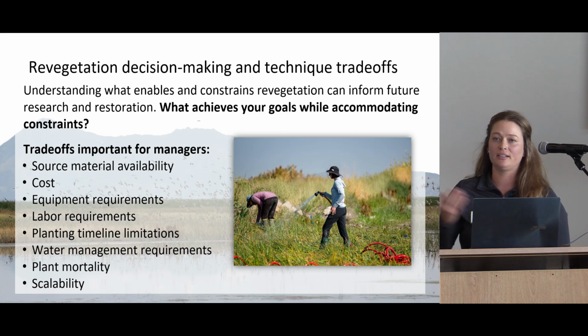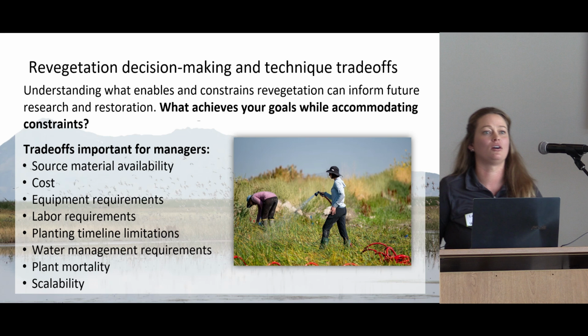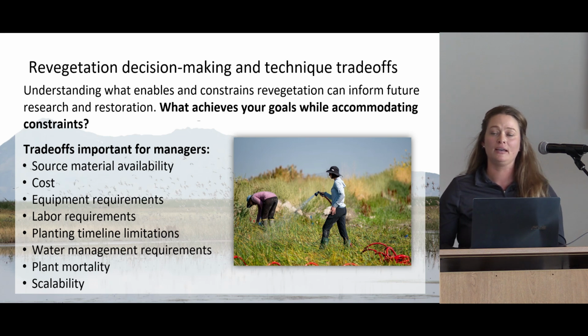So I'm going to quickly go through some of the trade-offs that have come up as a reoccurring factor of importance in my manager interviews. And while I go through this list, I want all of you to consider your own landscape, your own goals, and also consider the constraints that are the most important or most critical for you, and how these techniques can achieve your goals while also accommodating those constraints. Because as managers in practical situations, that's often what is required of us.